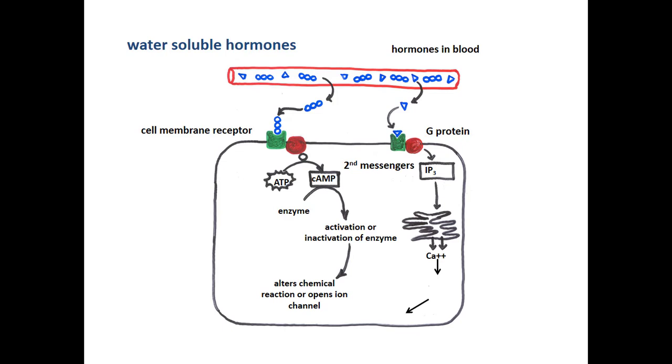IP3 is important in activating the release of calcium. And calcium release into the cell cytoplasm binds to a protein called calmodulin, and this in turn activates enzymes that have an assortment of effects. The bottom line is the hormone interacts with the receptor at the cell surface, and through interaction with the G protein will bring about some sort of change inside the target cell.